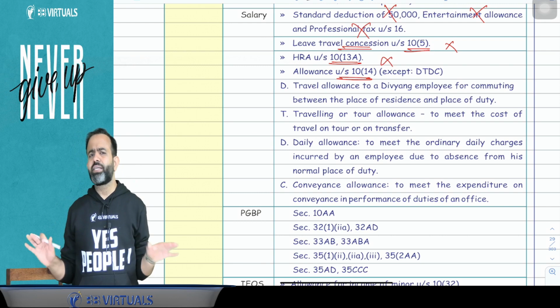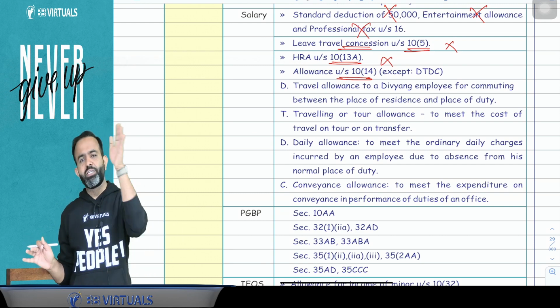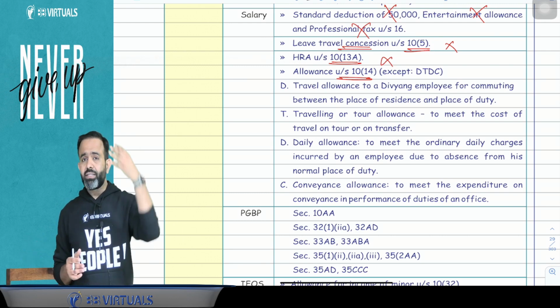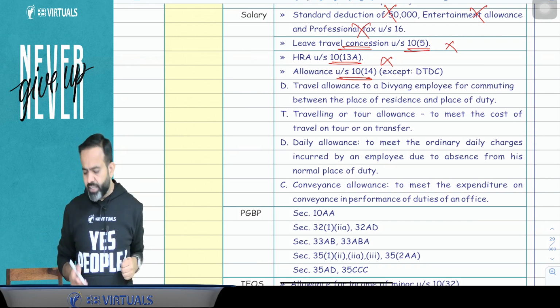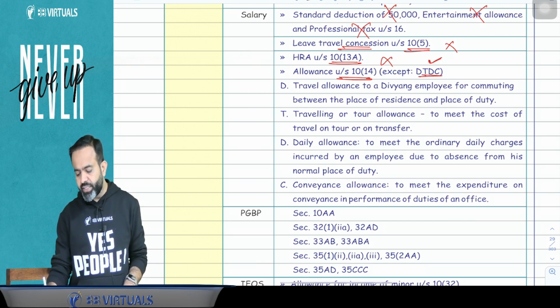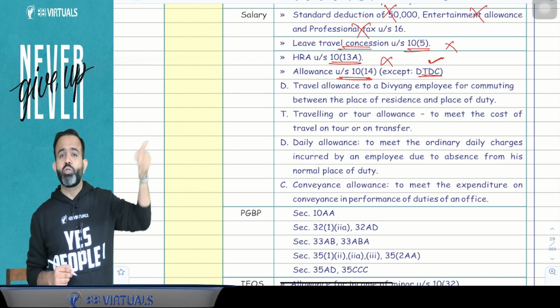So that allowances exemption is not available if the assessee opted for the new taxation regime. But there are four exceptional cases. That is DTDC, meaning you can claim the DTDC exemption even if you are opting for the new taxation regime.